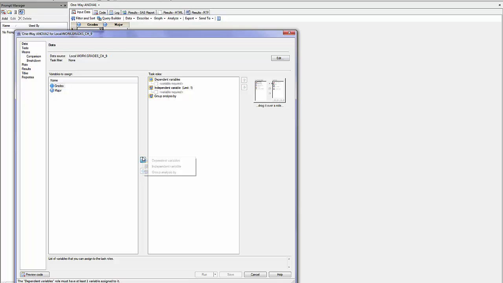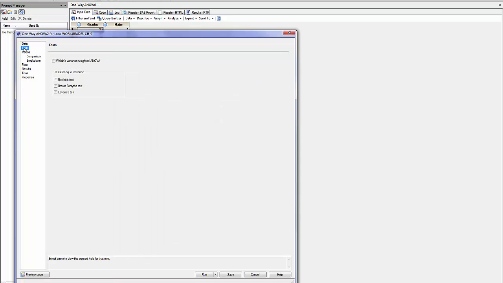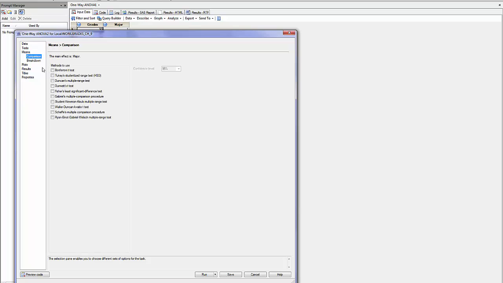Grade corresponds to my dependent variable. Major will correspond to my independent variable. The test of homogeneity of variance, that is the test for equal variance, is offered here, and I could select, for example, the Bartlett test. The comparison of the means could be done using Bonferroni, Tukey, or any of the other tests presented here.